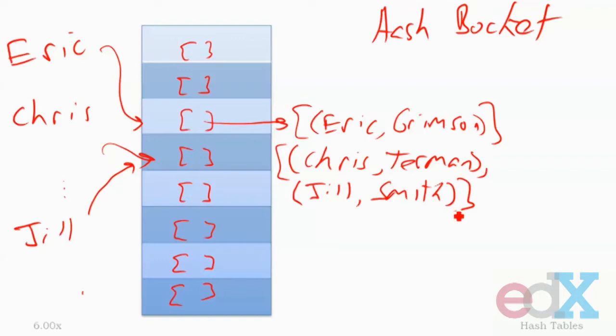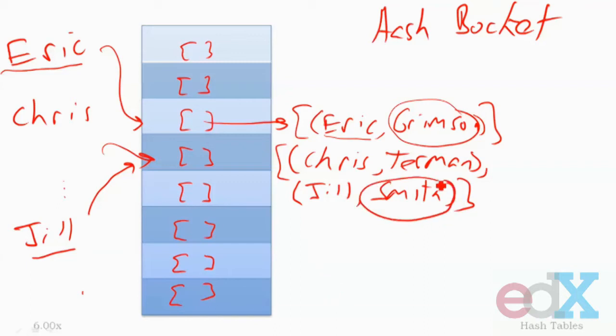Now what happens when I want to do a lookup? If I look up Eric, I'll hash him to this bucket. I'll go there and I'll check that yes, that key and that key are the same, and I'll return Grimson. What happens when I look up Jill? I'll come to this bucket and I now go through this list one element at a time. I compare Jill to the key Chris, say, nope, that's not the tuple I want. I then compare Jill to Jill and say, ha, that is the tuple I want, and I return Smith.